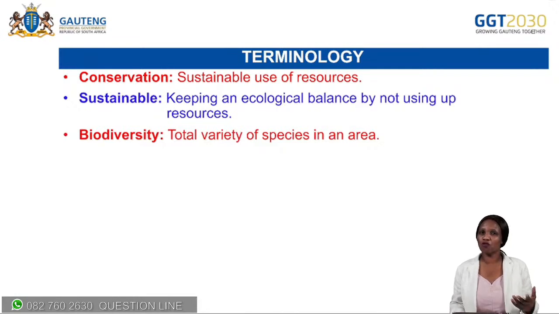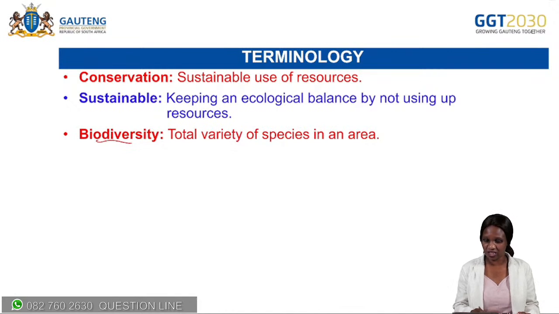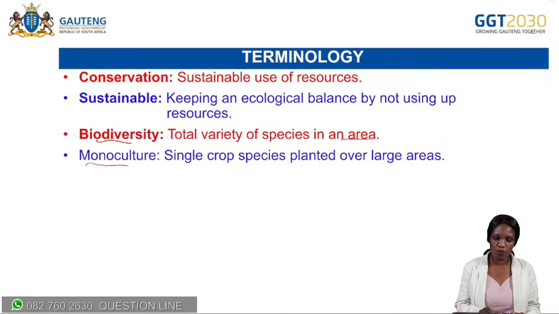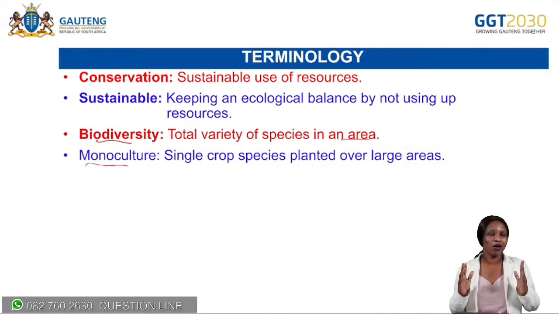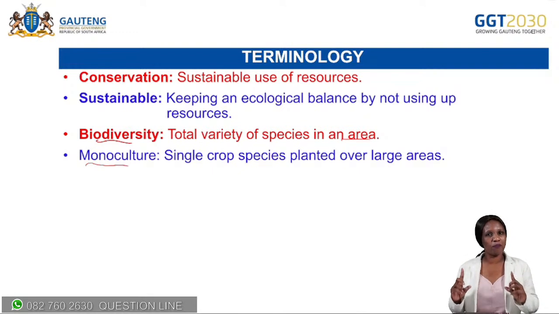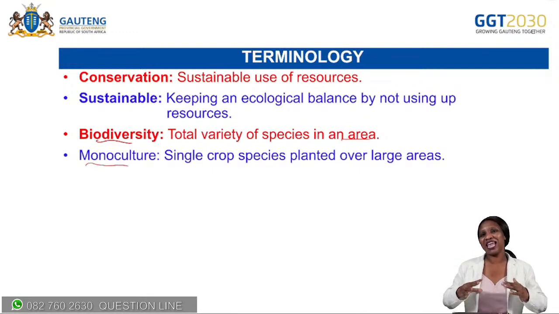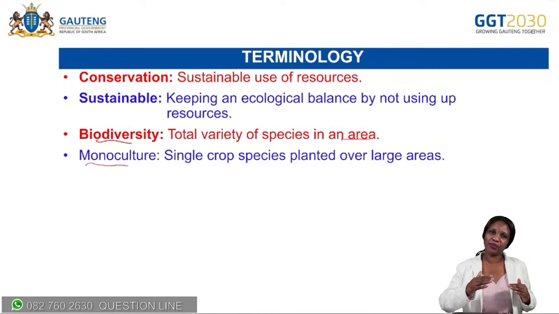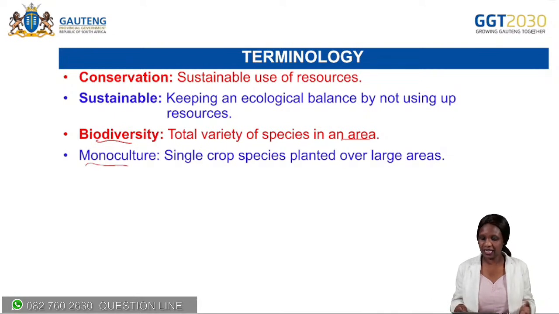All right. And then we've got biodiversity. What does the word biodiversity mean? This is the total variety of species in an area. And then monoculture. When we are looking at monoculture, mono means what, grade 8? Mono means one. Therefore, if we say monoculture, this is a single crop species that has been farmed over a large area of land. For example, if you visit a farm, you'll see monoculture, a single crop species farmed on a large area. For example, it can be potatoes, it can be maize, it can be any plant that you can think of.